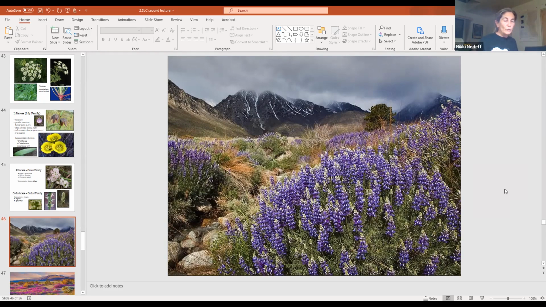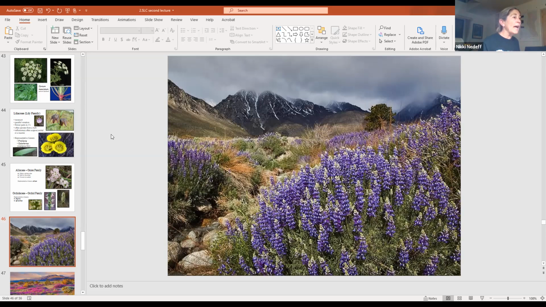But what we're going to do starting next week is really talk about what you can expect to find in different habitats. Because if you know what habitat you're in, you know what ecosystem you're in, you can predict what kind of flowers you're going to see. And you can find books that are dedicated to those particular kinds of regions.